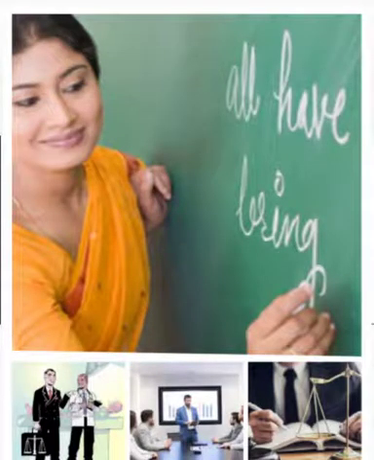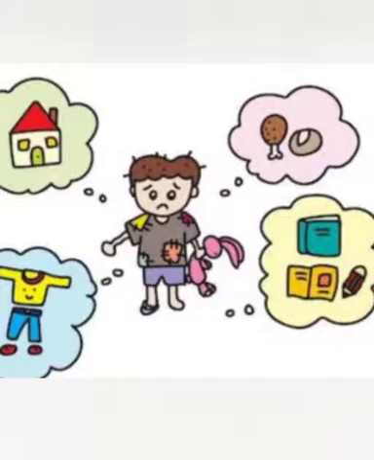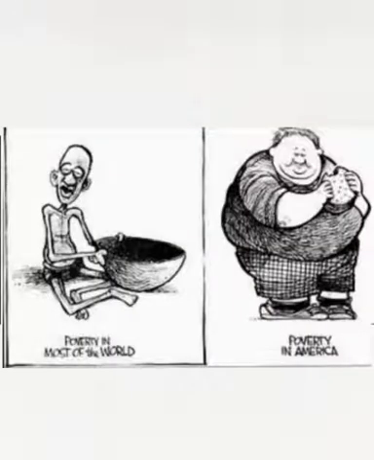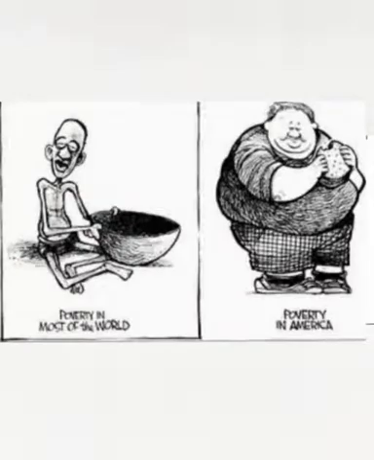Okay, children, let's observe the poverty definition. Poverty is a situation where a person is not able to fulfill his or her basic needs of clothing, shelter, and food, as well as necessities of life like sanitation, health, and education. This is known as poverty. There are two types: relative poverty and absolute poverty. Poverty of people in comparison to other people and other regions of nations is known as relative poverty.